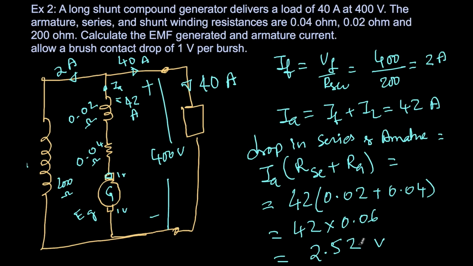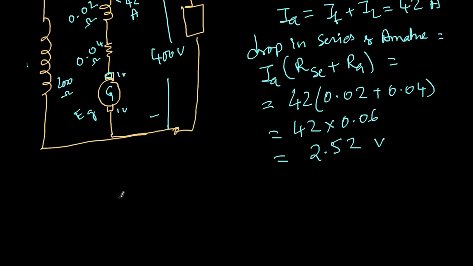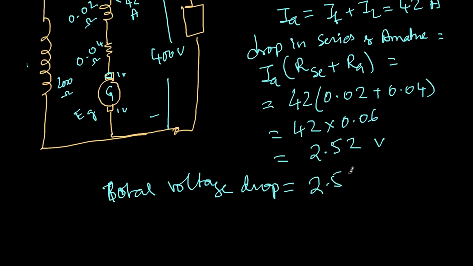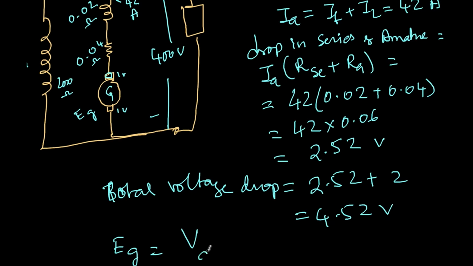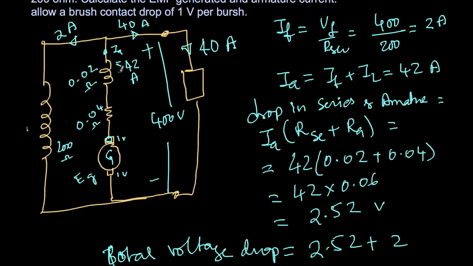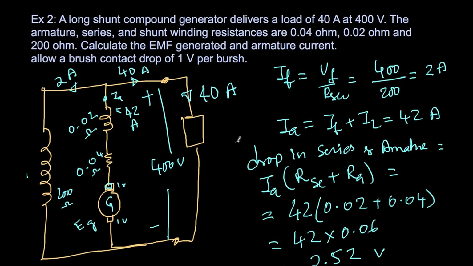Now this voltage will be added to the total voltage. Of course, I also have to add the brush drop. So total voltage drop is 2.52 plus brush voltage drop, which is nothing but 4.52 volts. Therefore, voltage generated EG is nothing but voltage drop plus output voltage V. So that is 404.52 volts. This is what was asked in the question: what is the generated EMF and what is the armature current? Both we have calculated.